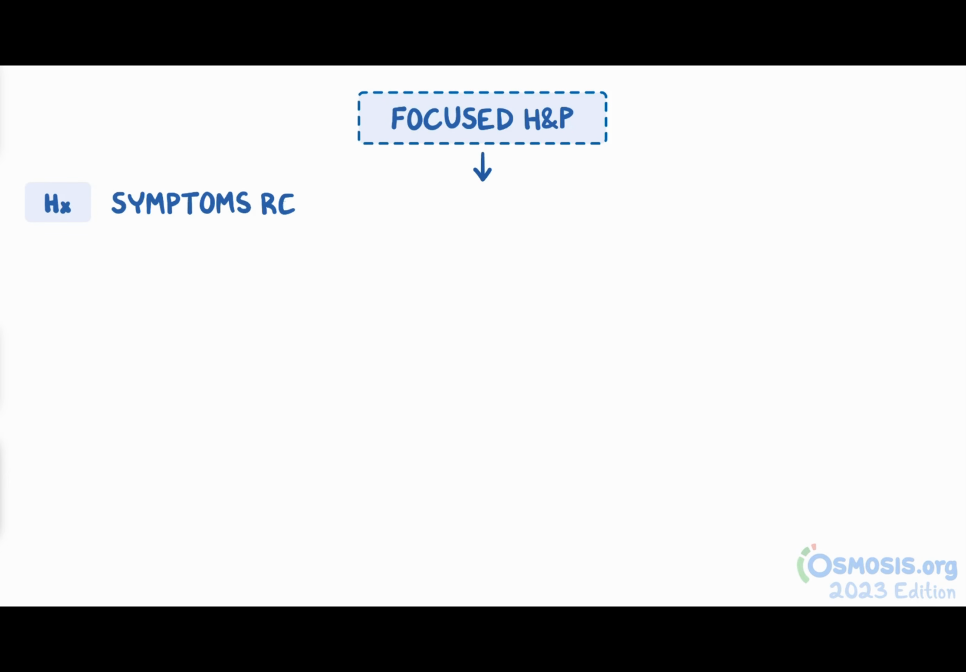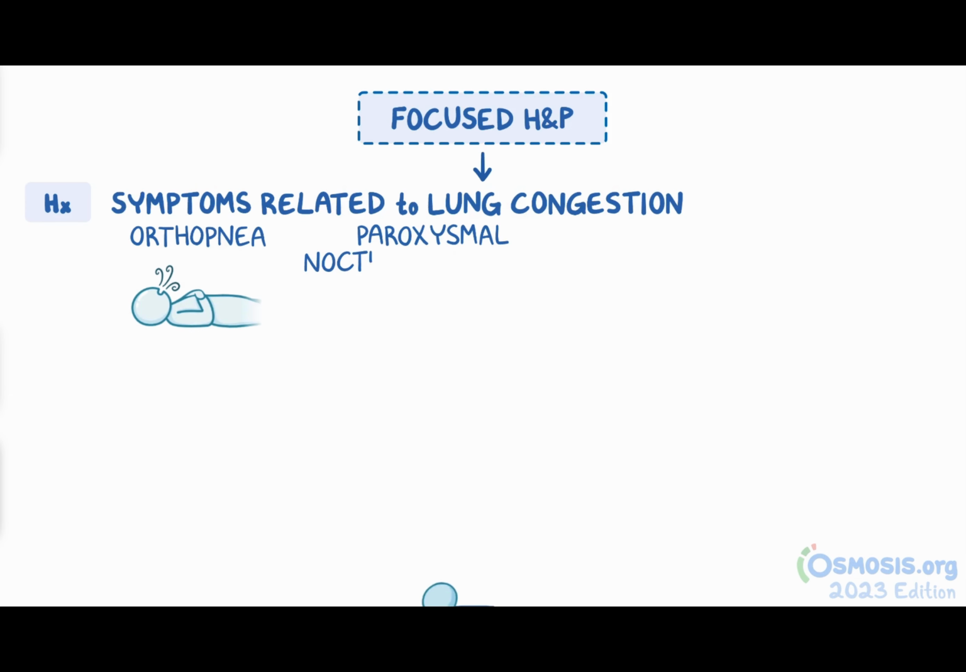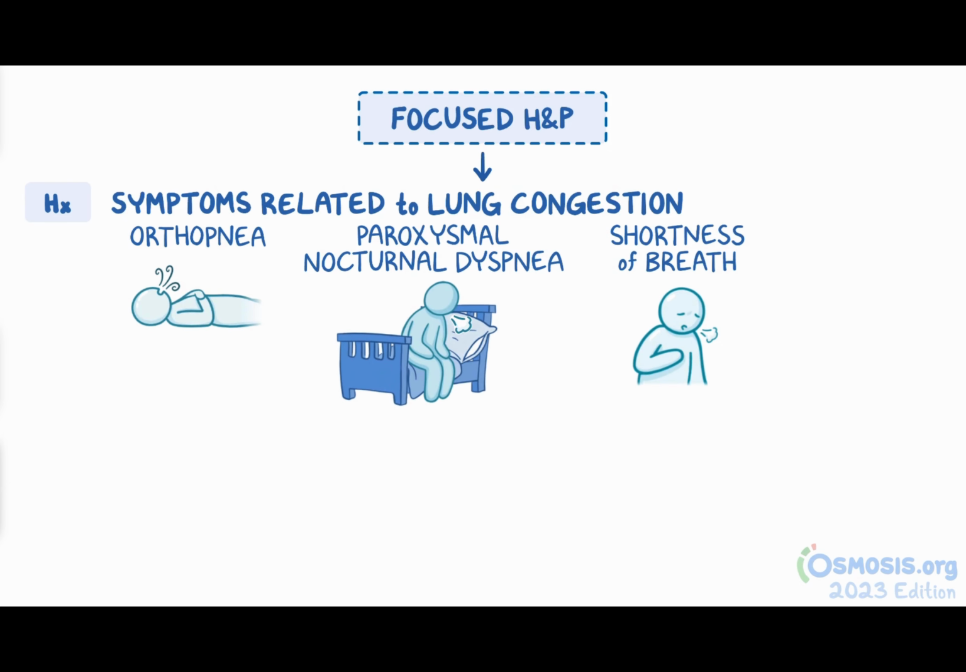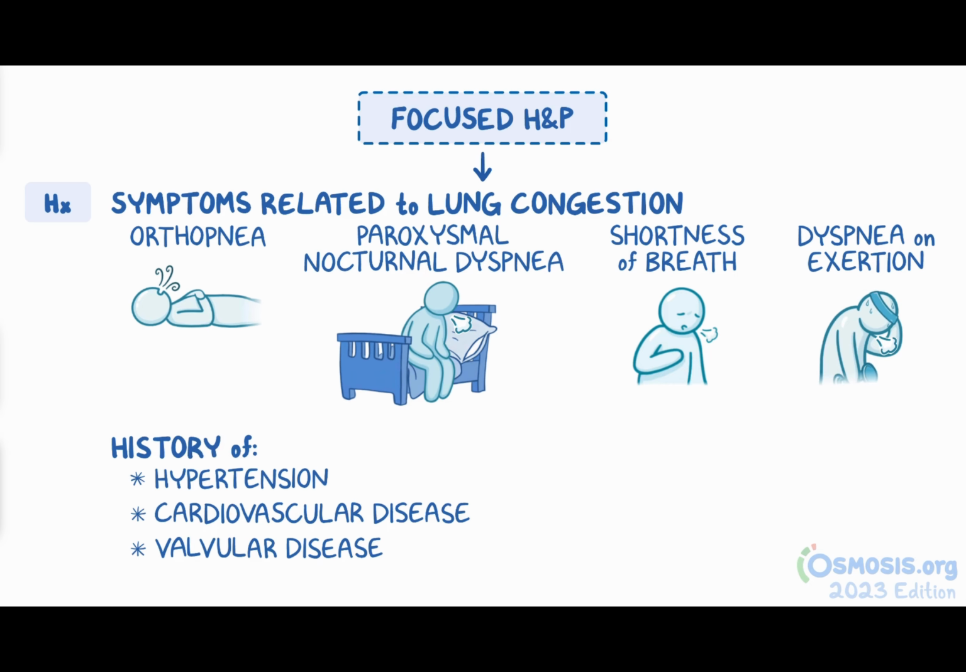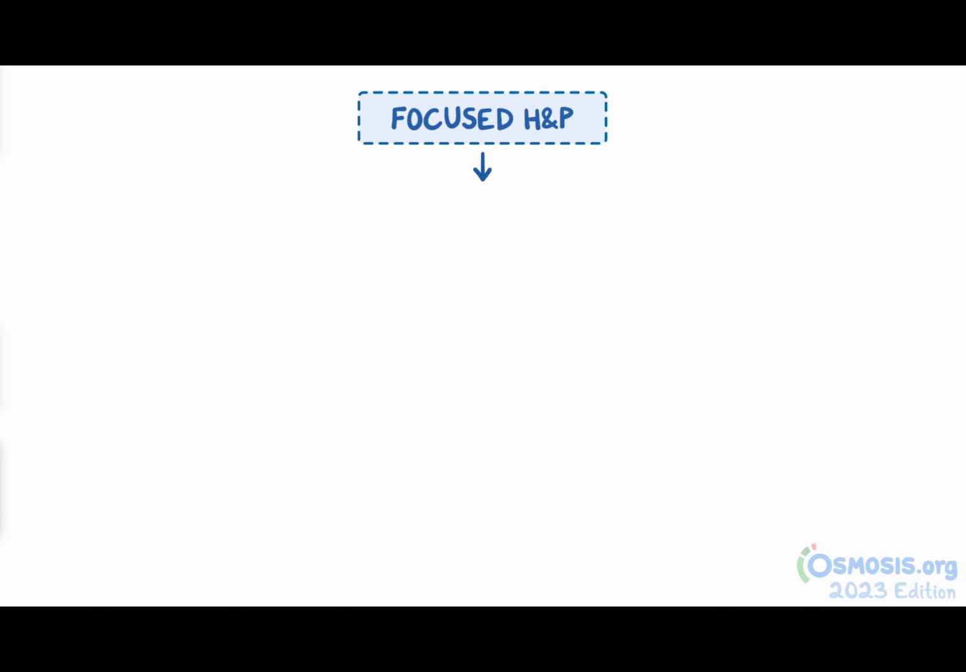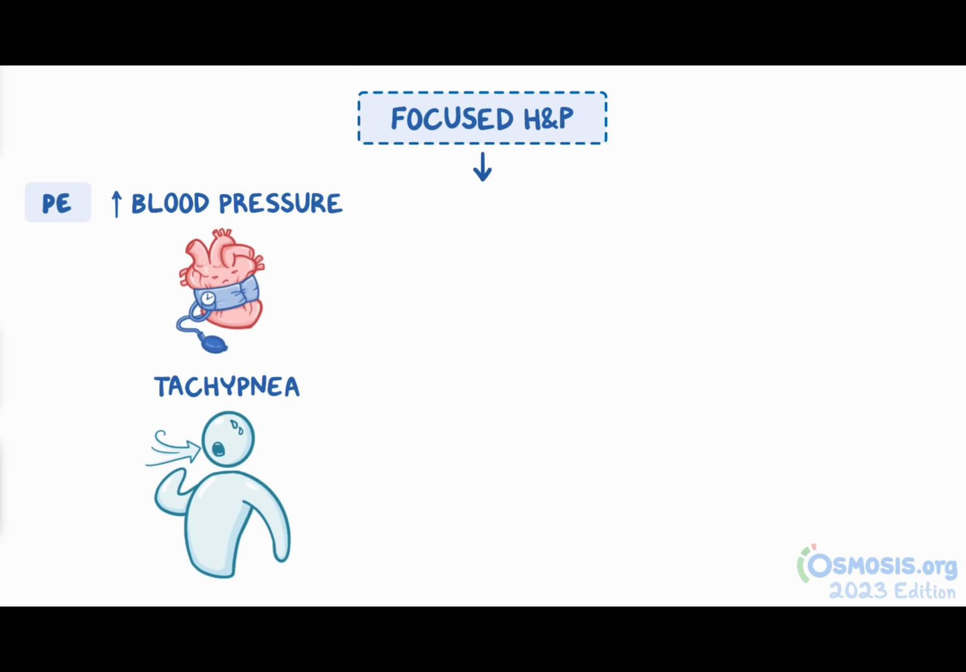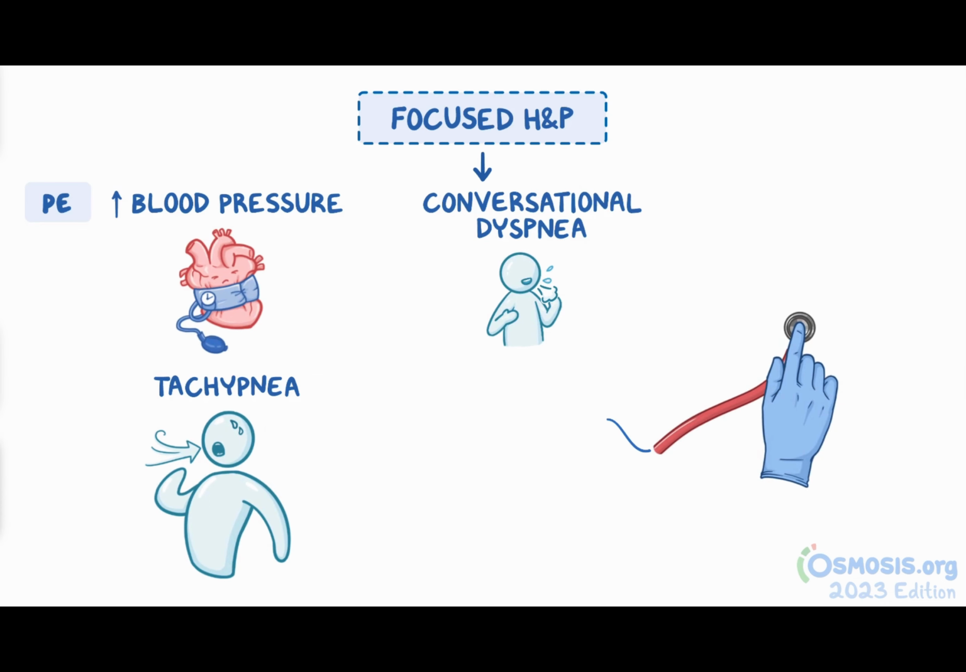In left heart failure, or LHF, the patient commonly reports symptoms related to lung congestion, such as orthopnea, paroxysmal nocturnal dyspnea, shortness of breath, and dyspnea on exertion. There might be a past history of hypertension, cardiovascular disease, or valvular disease. Physical exam typically reveals elevated blood pressure, tachypnea, as well as conversational dyspnea, rales, and an S3 sound.